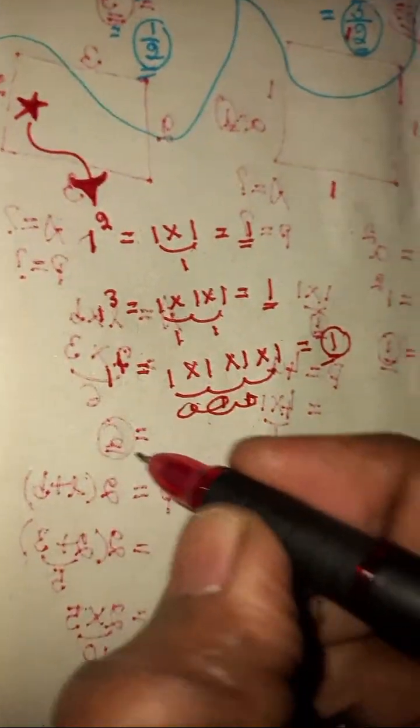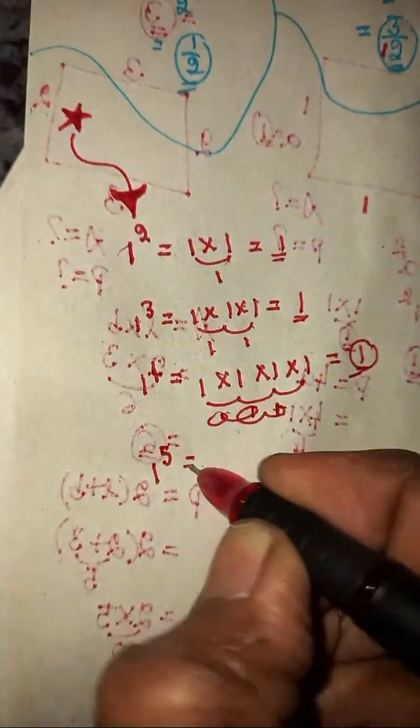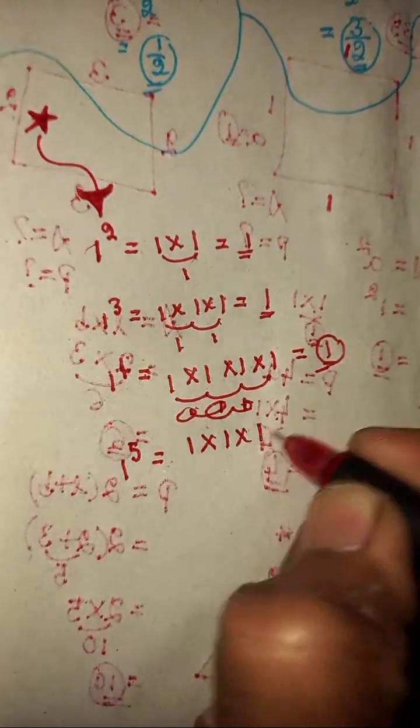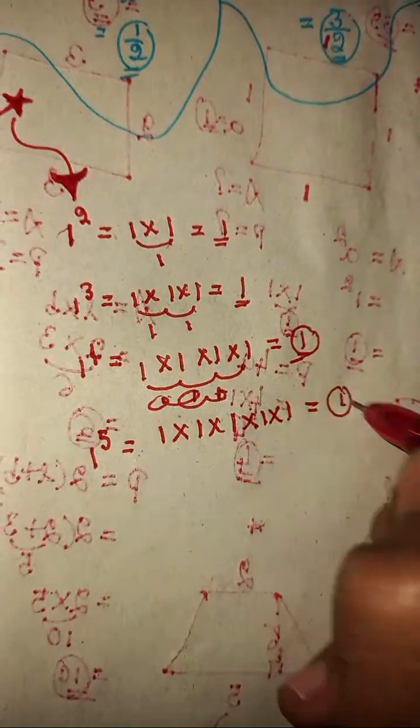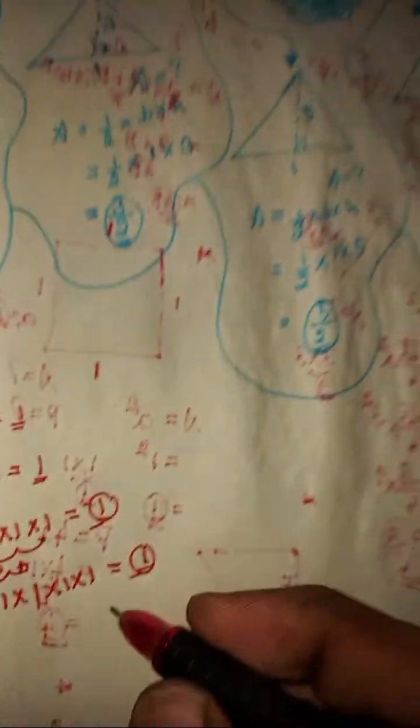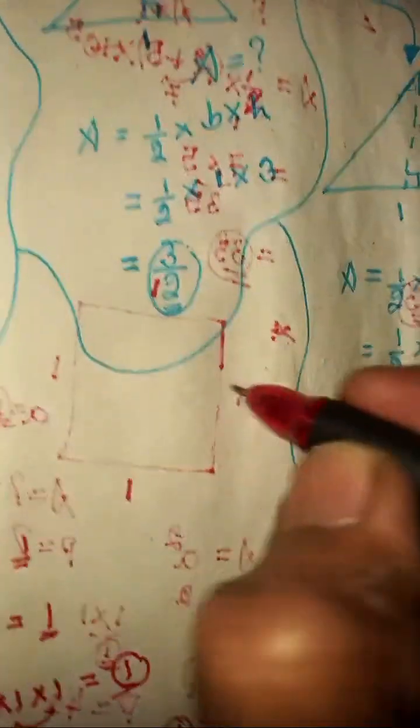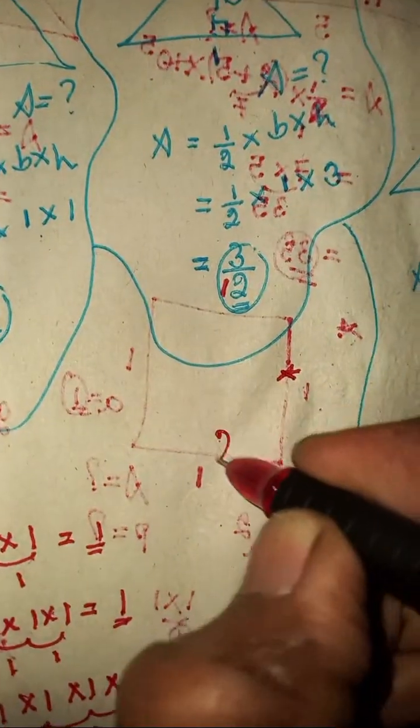At last, let's take this 1 power of 5. Here also 1 times 1 times 1 times 1 times 1, and here also it remains just 1. Let's take some more problems of this. And now start with 2.